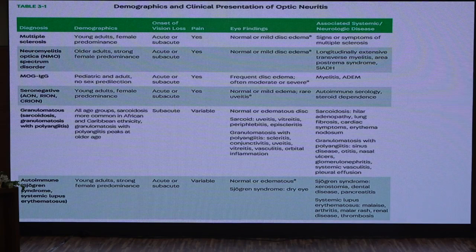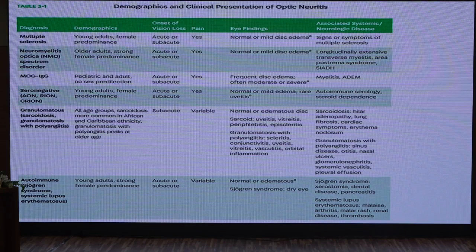Coming to multiple sclerosis, it mostly presents in females around 40 years of age. These patients present with normal or mild disc edema, and they have associated signs and symptoms of multiple sclerosis, like cerebellar involvement, corticospinal involvement, and they can even have seizures.